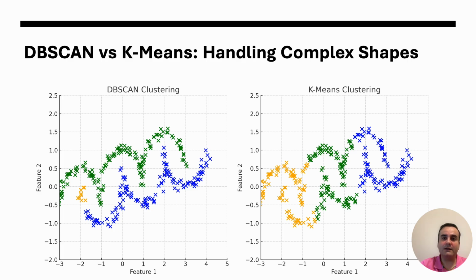Notice also how DBSCAN automatically detects noise points and marks them in yellow. These isolated points don't belong to any cluster.